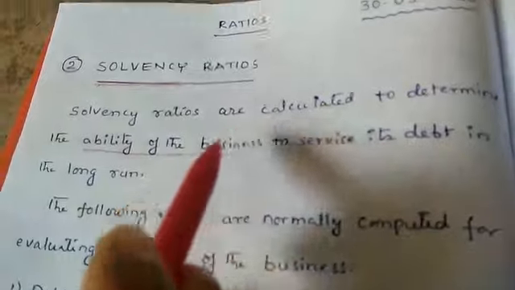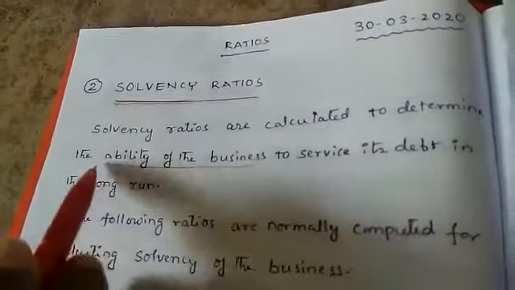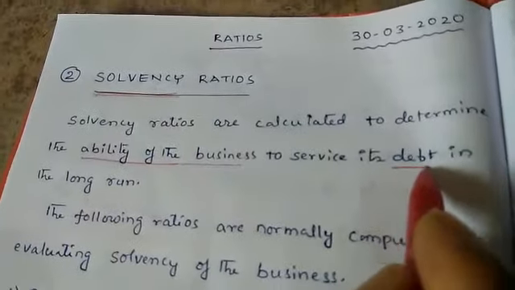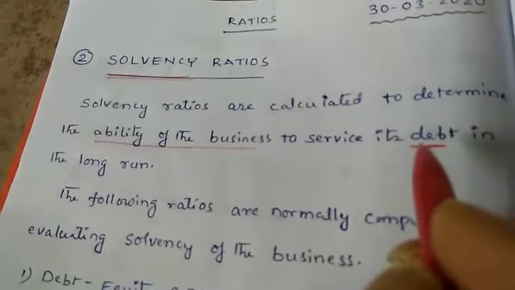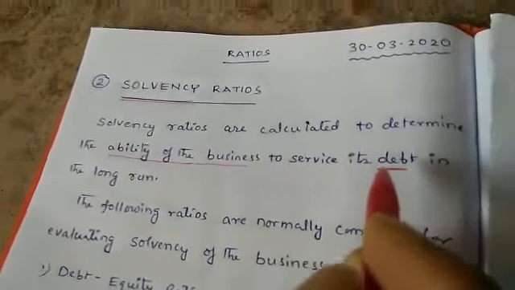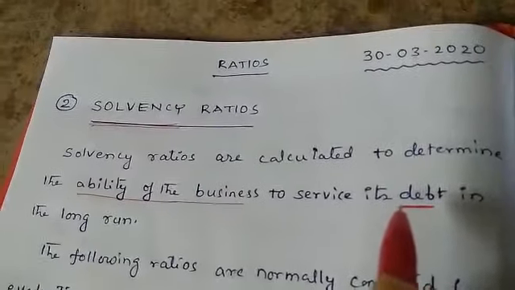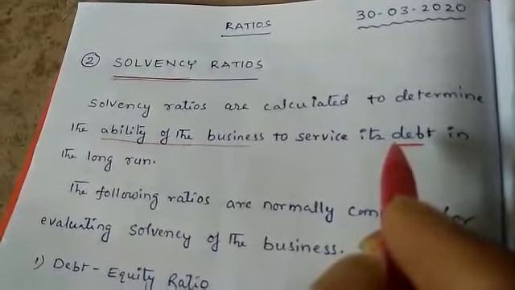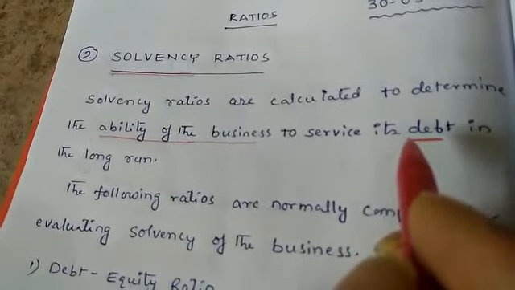If you read like this, you won't understand anything. Solvency ratios are calculated to determine the ability of the business to service its debts. So the point is debt. To run the business, we took some loans from the outside. Those are called long-term loans. Suppose we took a loan of 10 lakhs at 10% interest. The 10 lakhs is called the principal amount.